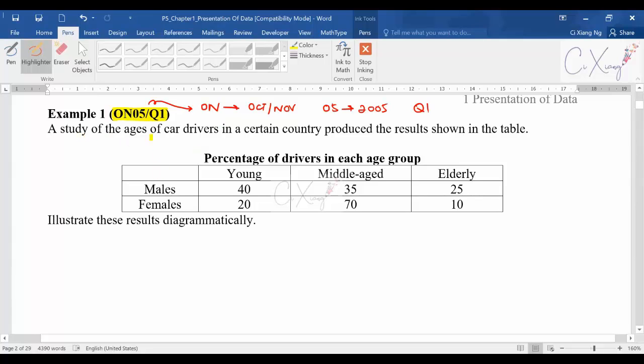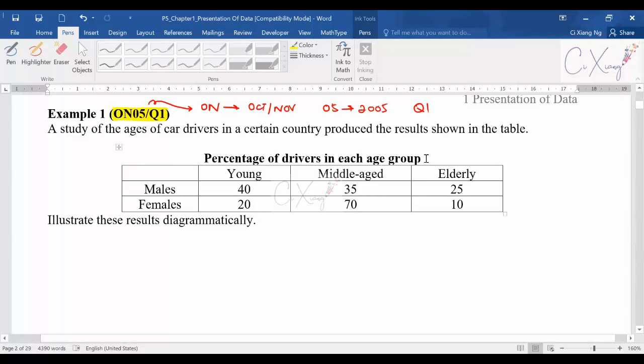A study of the ages of car drivers in a certain country produced the result shown in the table. So they give you a table like this, and after that, illustrate this result diagrammatically. Okay, so a lot of students when they look at this question, they actually don't know what kind of graph they have to draw. All right, so they might think, should I draw a histogram, or what kind of graph should you draw?